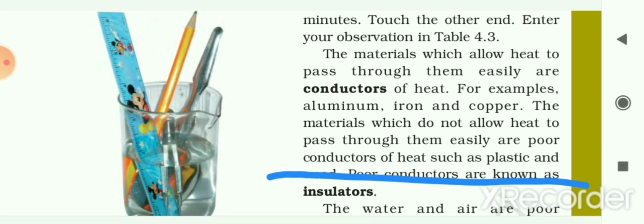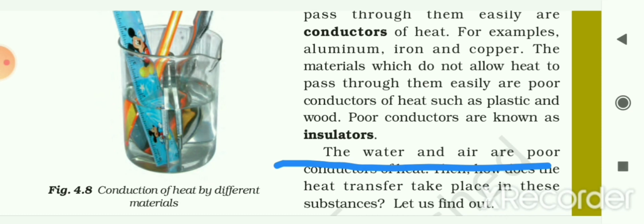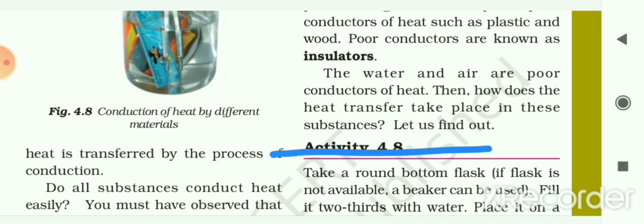The materials which do not allow the heat to pass through them easily are the poor conductors of heat, such as plastic and wood. They will not allow the heat to pass through them. The poor conductors are also known as insulators. Water and air are also poor conductors of heat, or you can say insulators of heat. Then how does the heat transfer take place in these substances? To find out, the next activity is given to you, that is transfer of heat in air and water. We will see that activity in the next video.